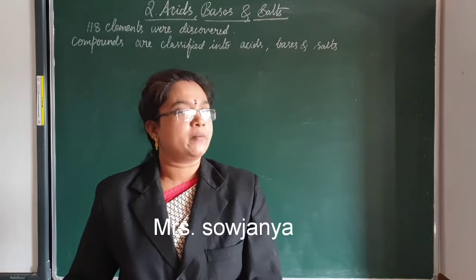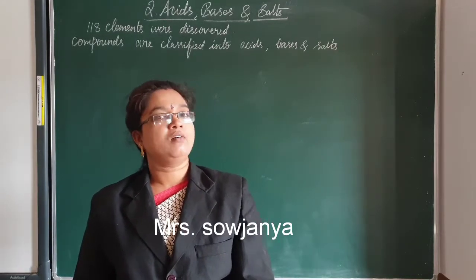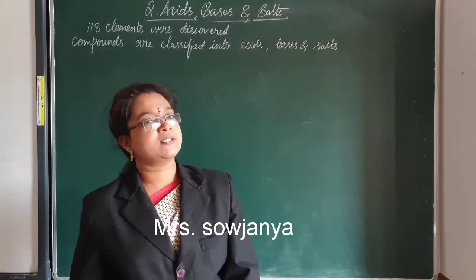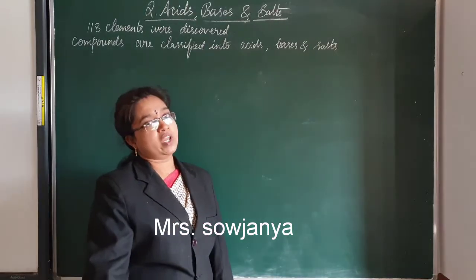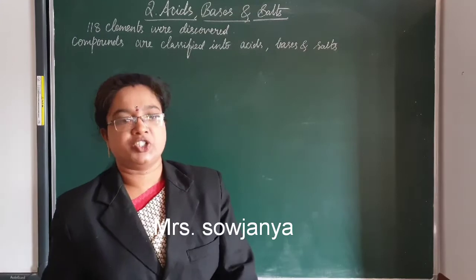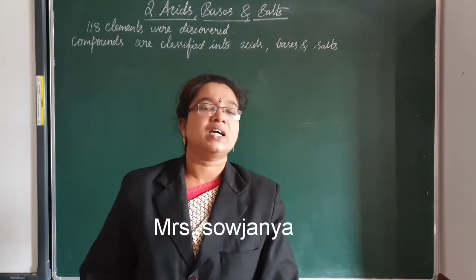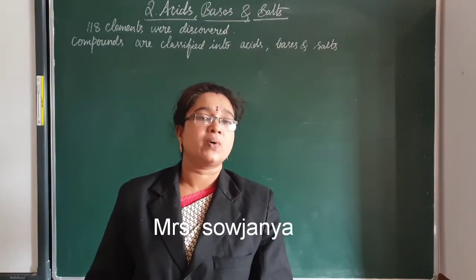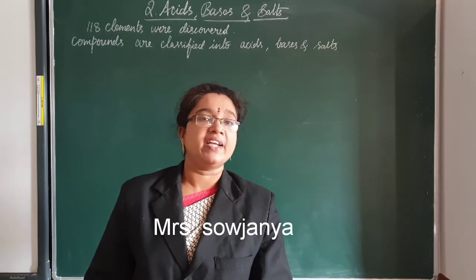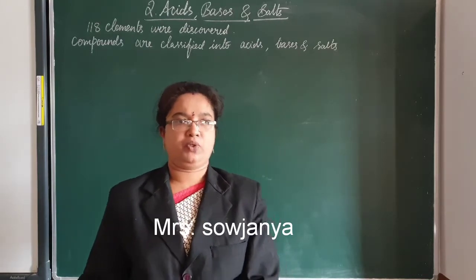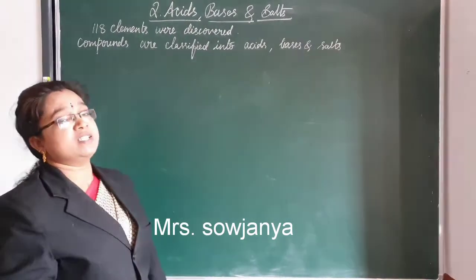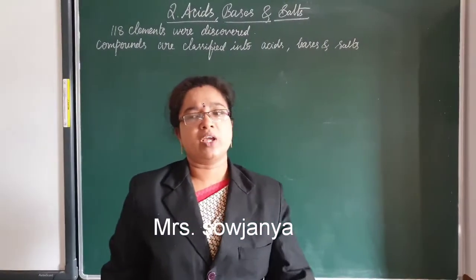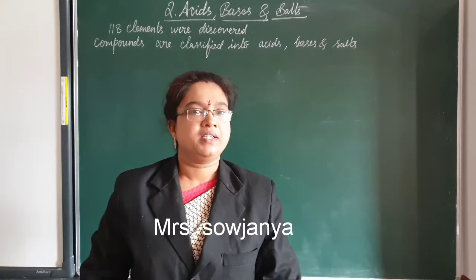So now I am going to start the second chapter from chemistry, that is acids, bases and salts. Before starting this chapter, we all know that up to now, how many elements were discovered? 118 elements were discovered up to now. Okay, we know so many elements are there, isn't it?